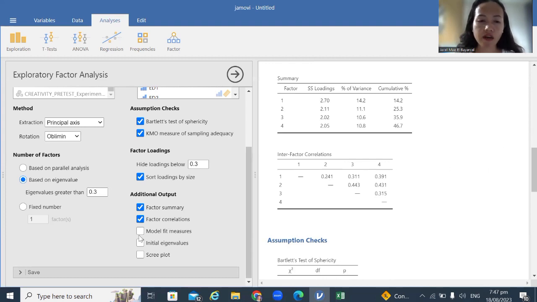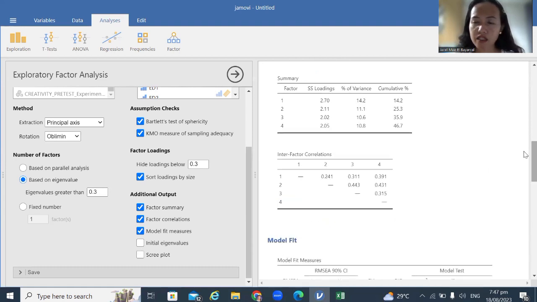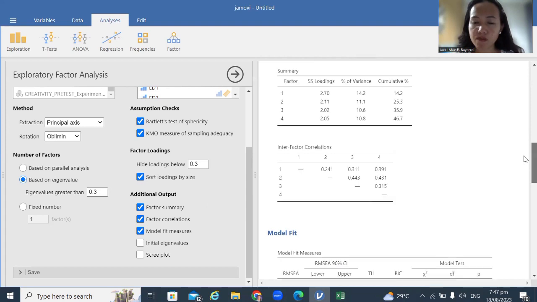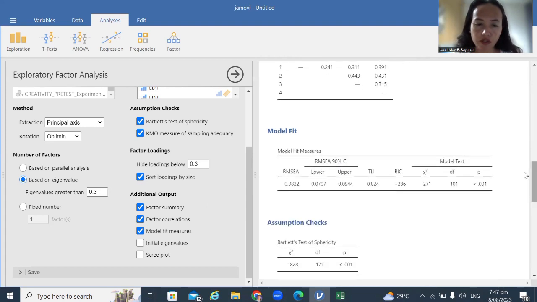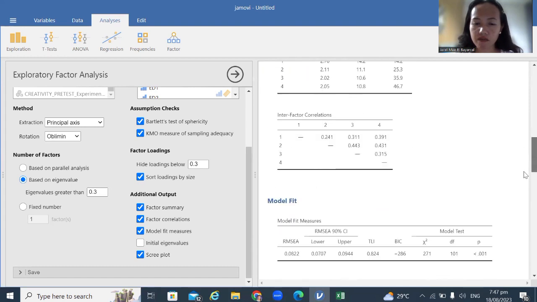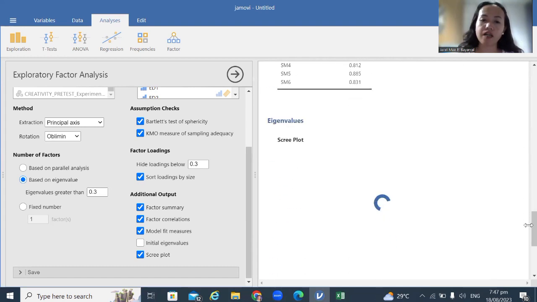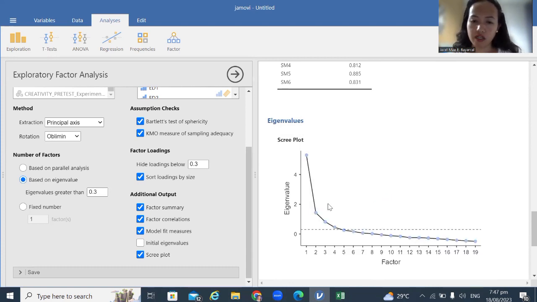So in EFA, you have to explore and check which data will be applicable to your study. So you have also this one, the scree plot, model fit. So the scree plot: in here, this value from 2 to 3, you will be considering this one because it's where the value shifted.